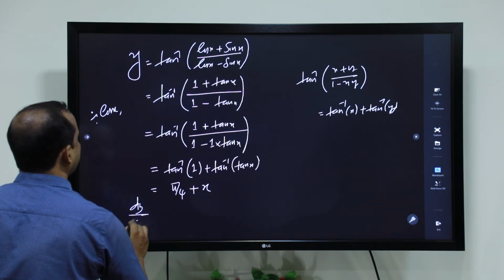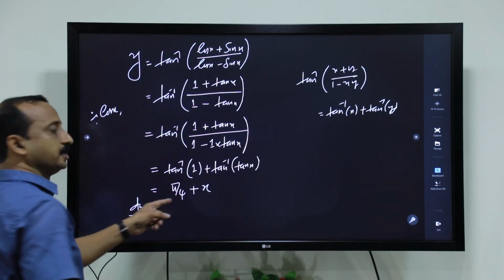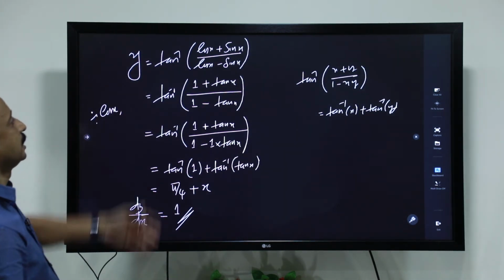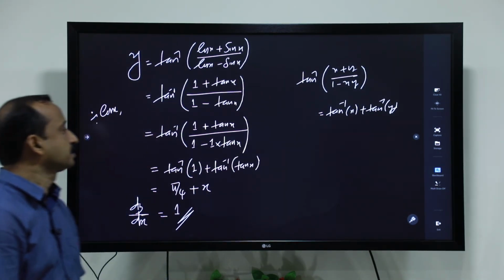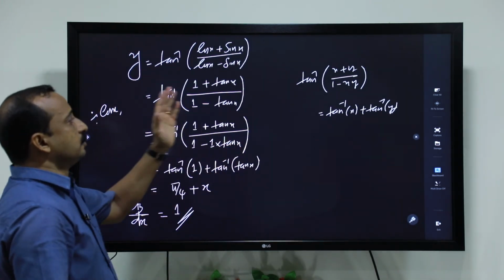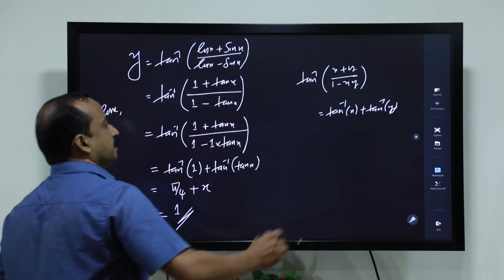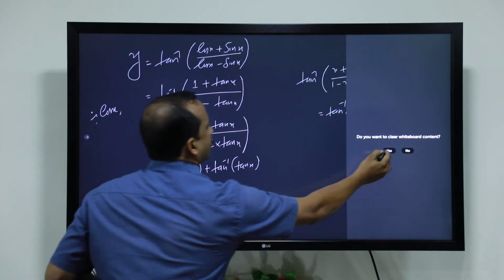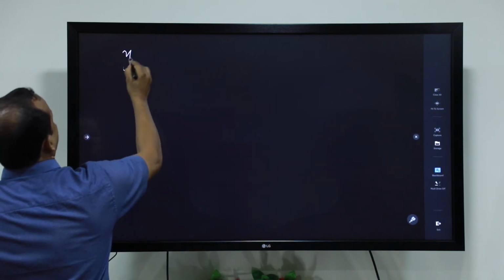Now find its derivative. The derivative of pi by 4 is 0 and the derivative of x is 1. Therefore, the derivative of tan inverse of (cos x plus sin x) by (cos x minus sin x) we get as 1. It's very easy. Using this result, we can easily find the derivative of this type of function. Now, I will discuss one more question.